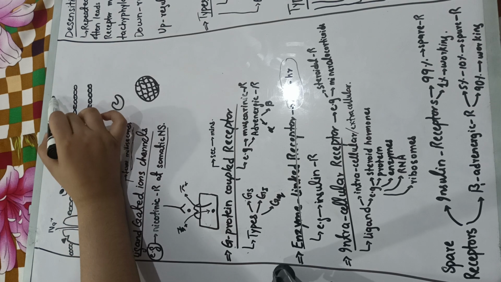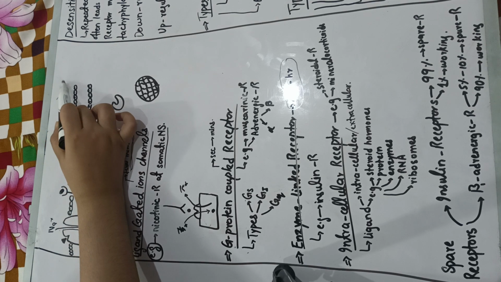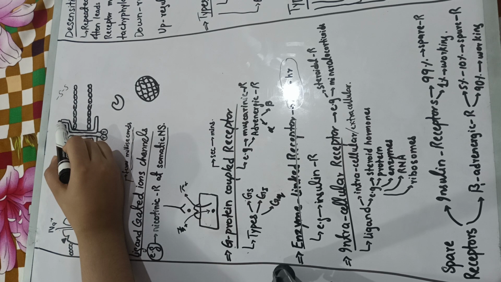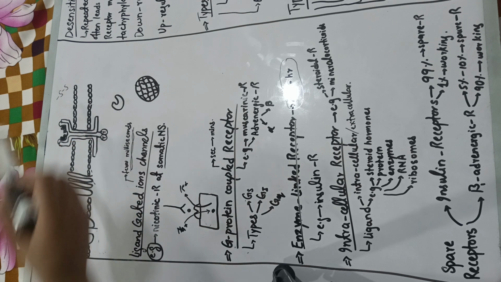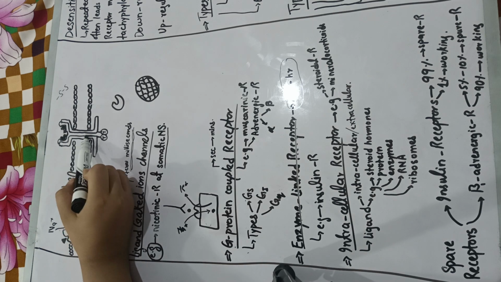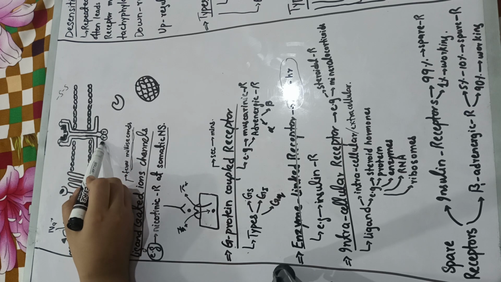So a disulfide linkage is present between them, and the beta subunits and the alpha subunits are also attached with each other with the help of these disulfide linkages. Now, this is the beta subunit. These beta subunits are attached with the tyrosine. Tyrosine is the amino acid.